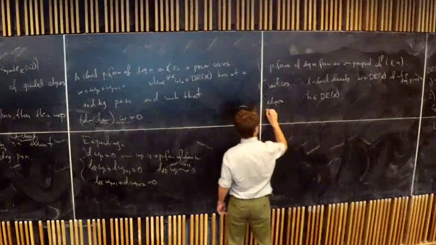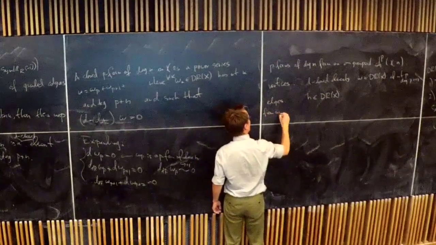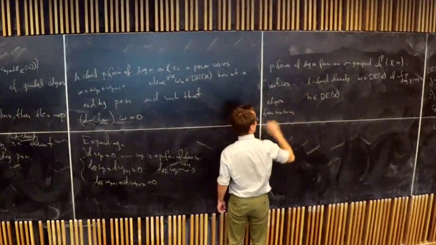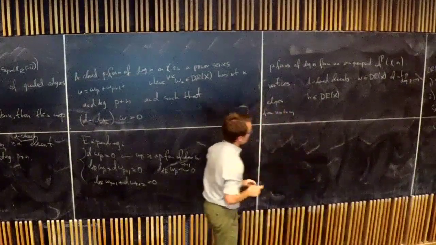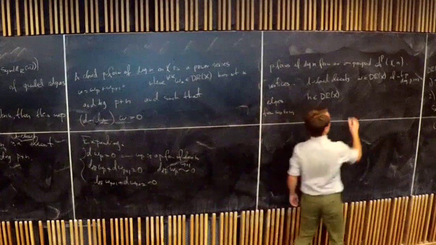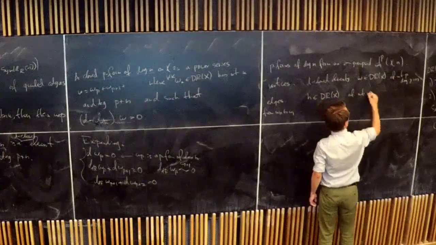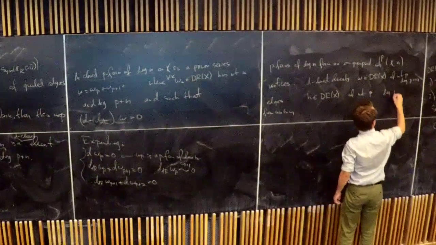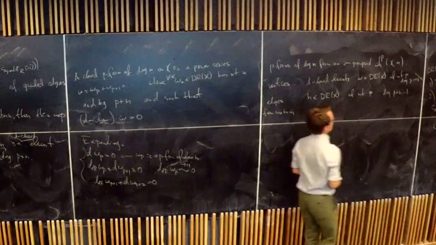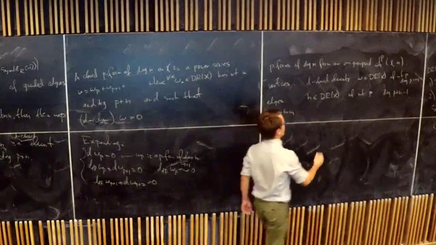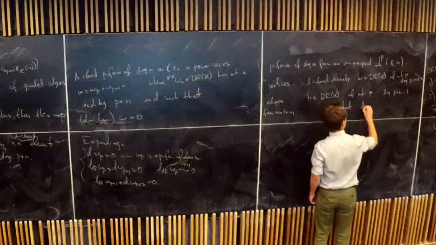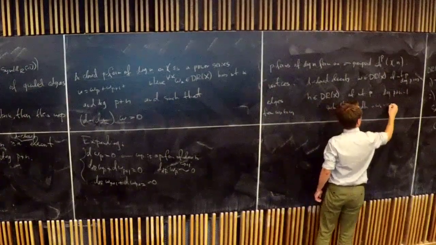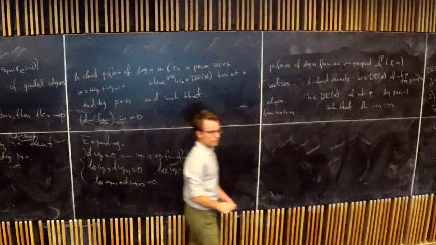So edges from omega naught to omega 1 are elements h in the de Rham complex, of weight p, degree p plus n minus 1, such that d of h is equal to omega 1 minus omega 0.